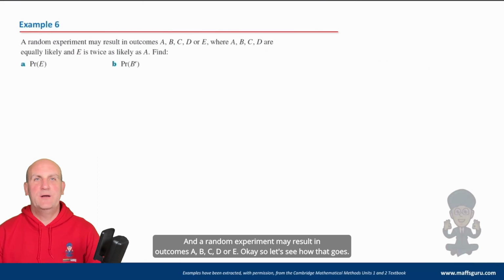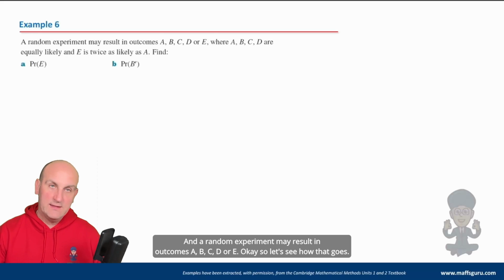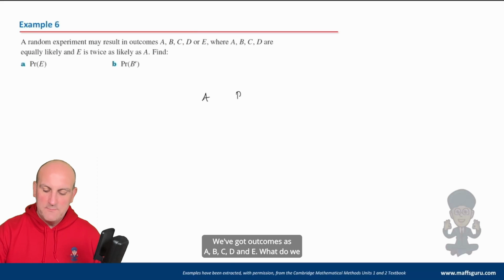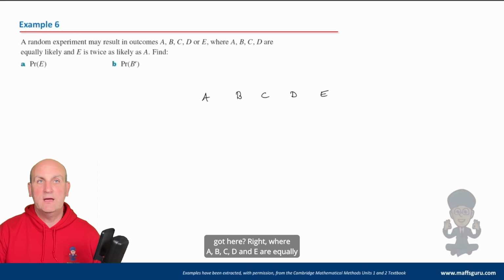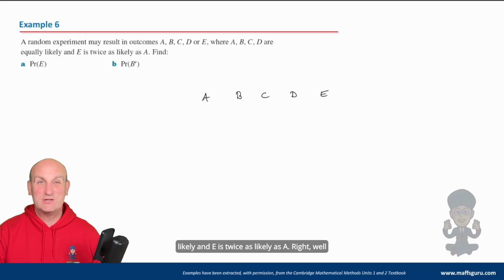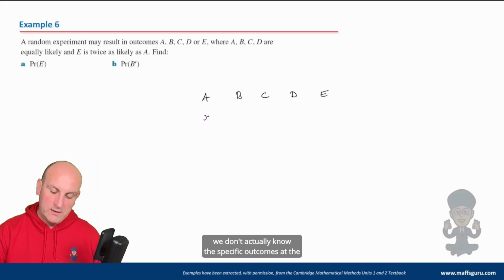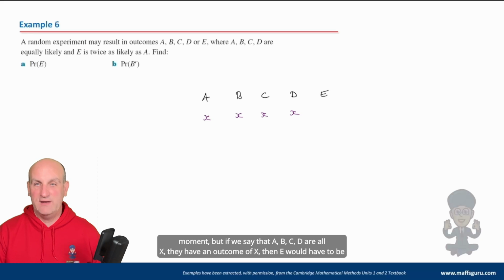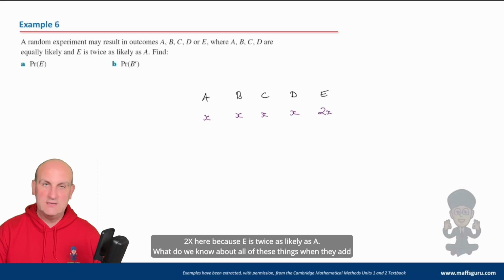And a random experiment may result in outcomes A, B, C, D, or E. Okay, so let's see how that goes. We've got outcomes as A, B, C, D, and E. What do we got here? Right, where A, B, C, D, and E are equally likely, and E is twice as likely as A. Right, well, we don't actually know the specific outcomes at the moment, but if we say that A, B, C, D are all X, they have an outcome of X, then E would have to be 2X, yeah, because E is twice as likely as A.